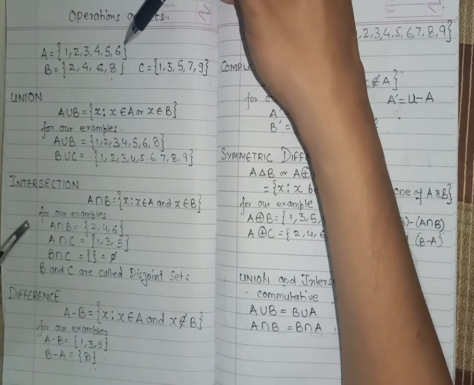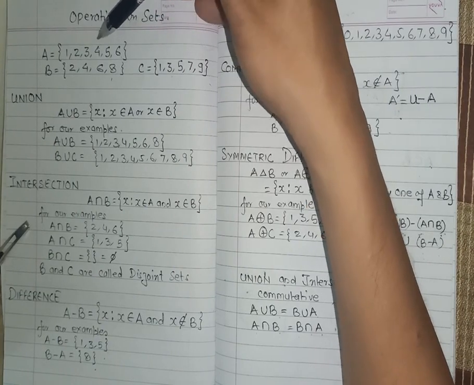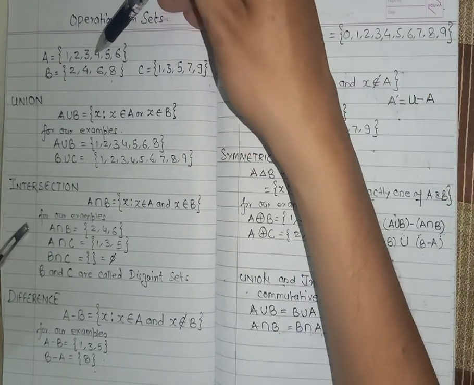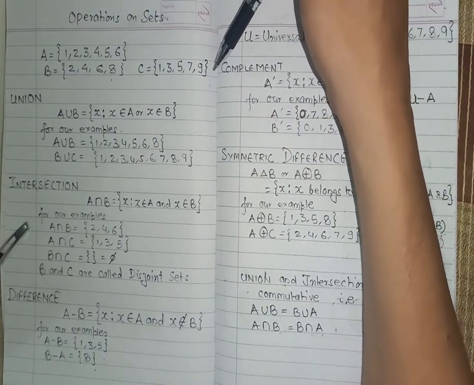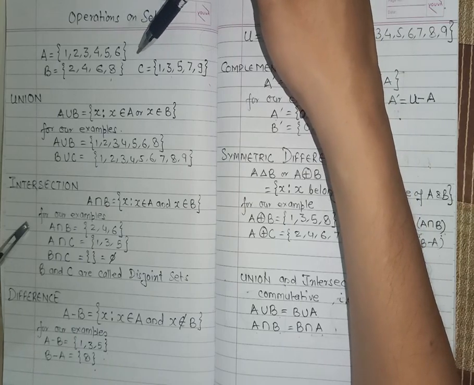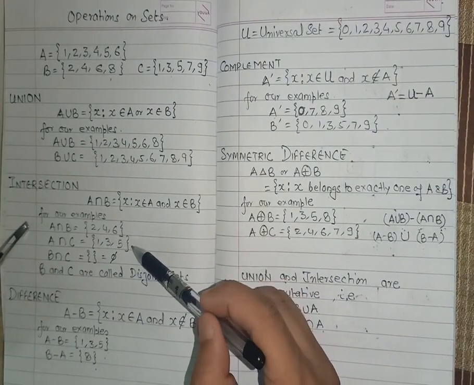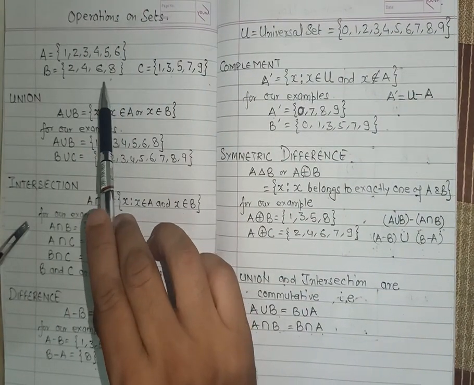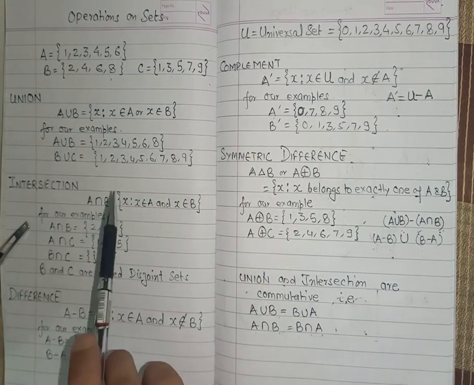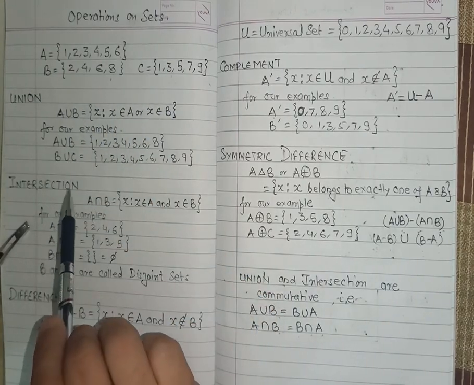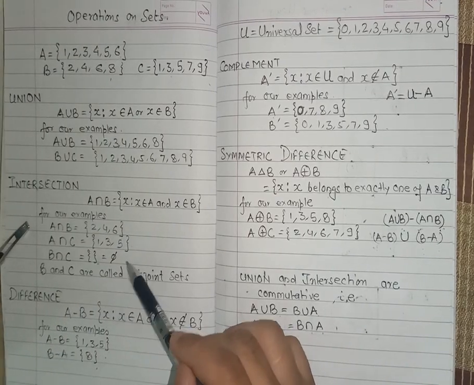Similarly, if I take the intersection of A and C, only the elements 1, 3 and 5 will be taken. 2, 4 and 6 are present only in A, not in C. Similarly, 7 and 9 are present in C but not in A. So only those elements which are present in both the sets will be considered. So A intersection C will be 1, 3 and 5. What if I try to take the intersection of B and C? See carefully, there are no elements which are common in sets B and C. That means the intersection of B and C is the null set, or phi.